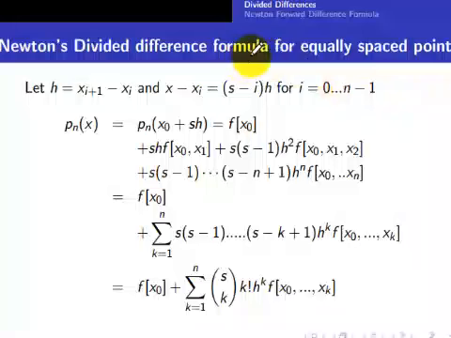What's up, guys? So our next target is to discuss Newton's divided difference formula for equally spaced data points. Let's see what this means.